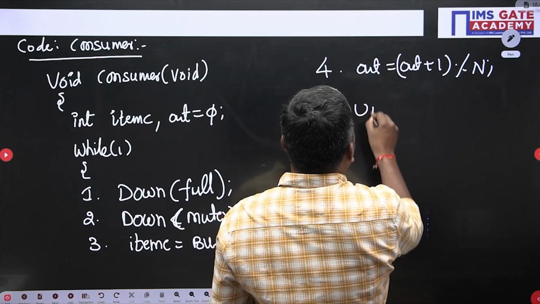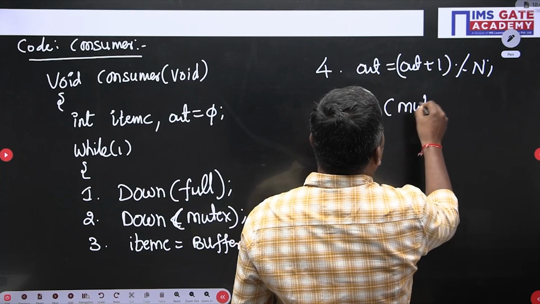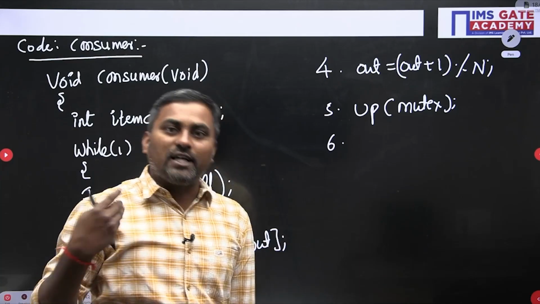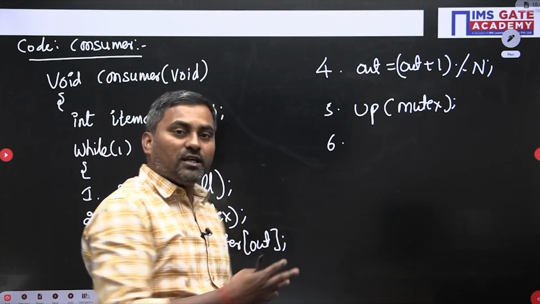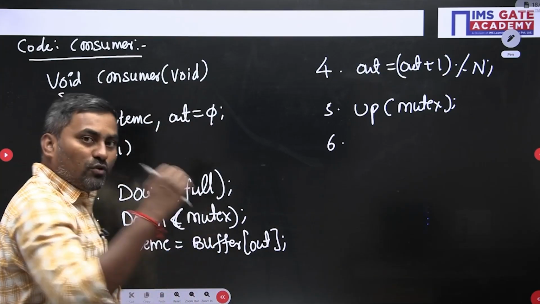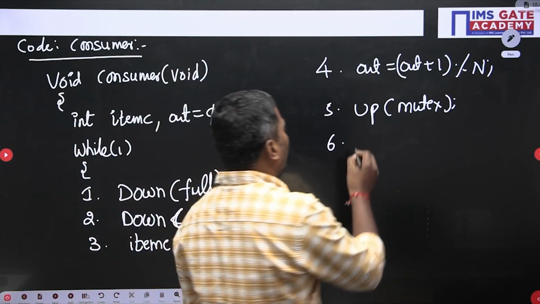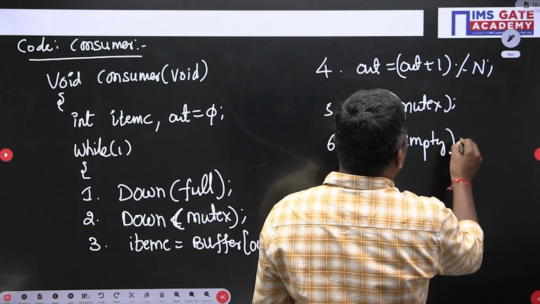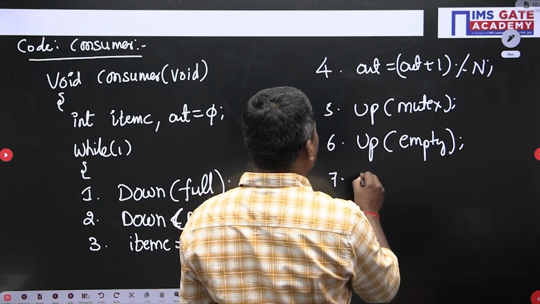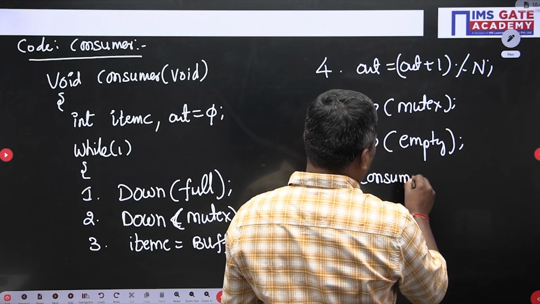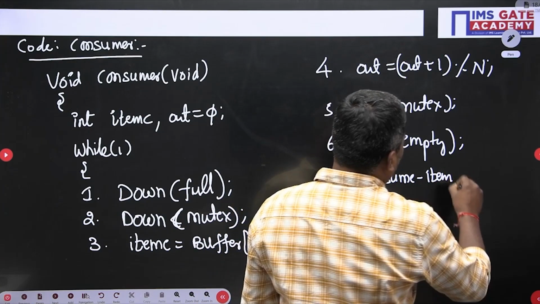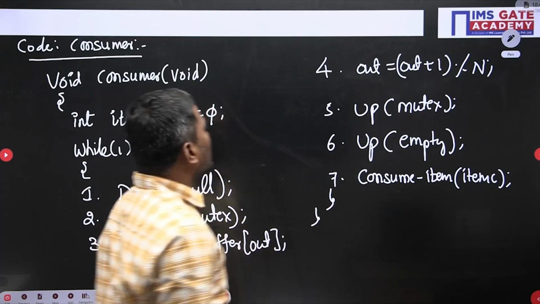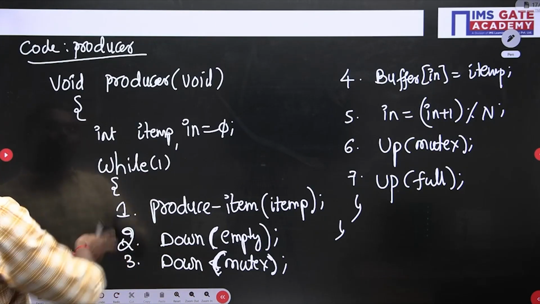Then once the buffer access is over, up mutex you should perform. Then the sixth one: once the item is consumed, full should decrease and empty should increase, or not? So I should perform up of empty operation. The seventh step, I am writing consume item. Which item came? Item C came. This is a procedure to consume it. So this is the code for the producer and consumer.